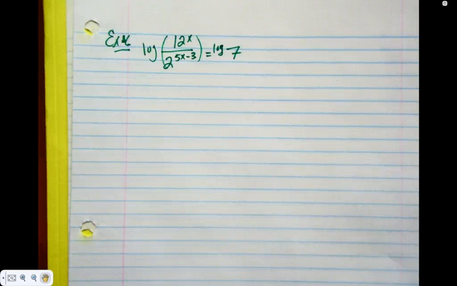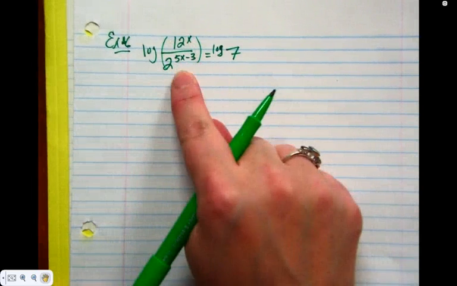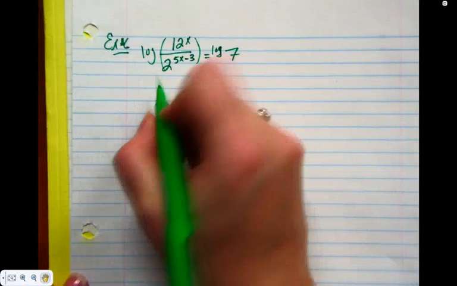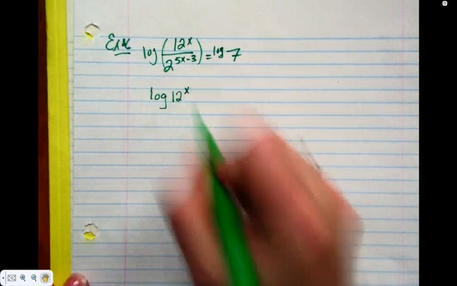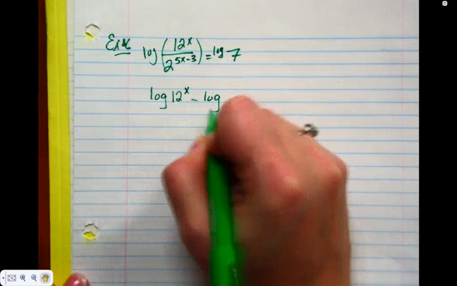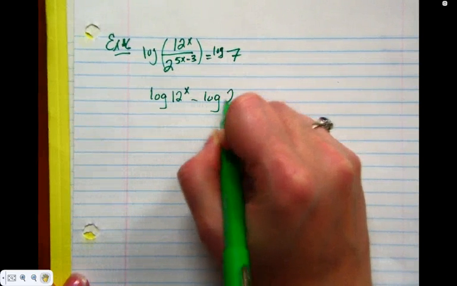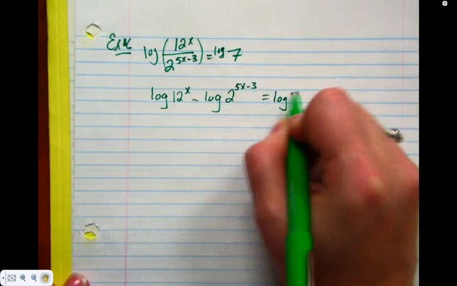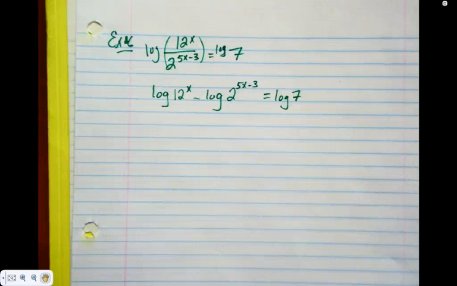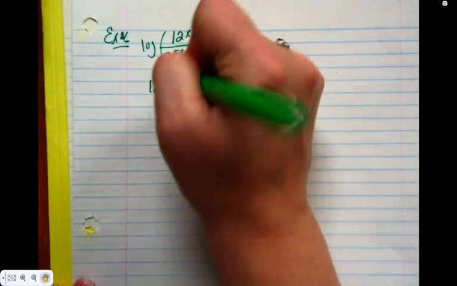So let's go step by step. If I'm dividing, I end up subtracting. So I'm going to have log 12x minus log 2 to the 5x minus 3 equals log 7. Does everyone understand where the 2 logs came from and why we're subtracting? Now what? Okay, exponents into coefficients.